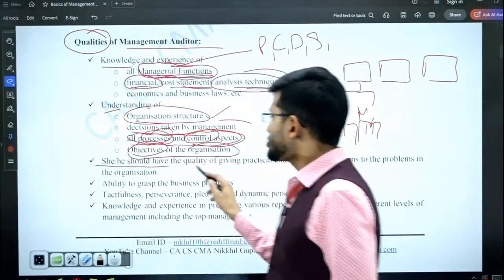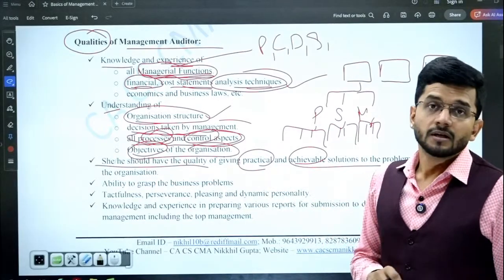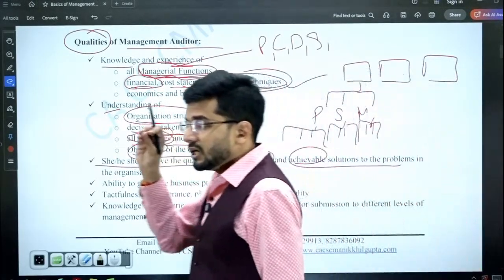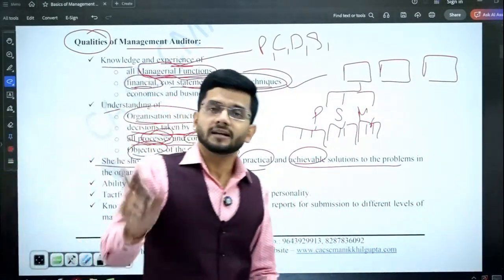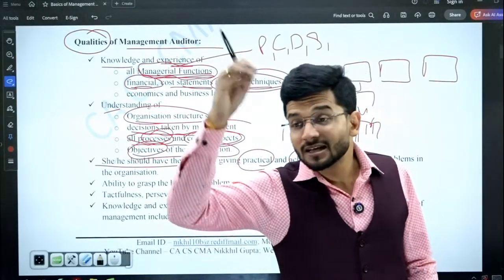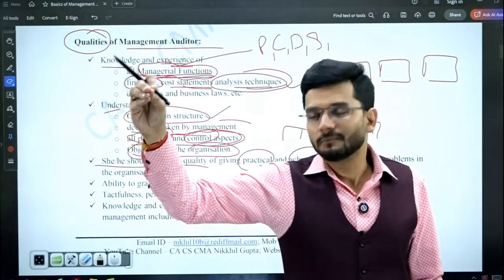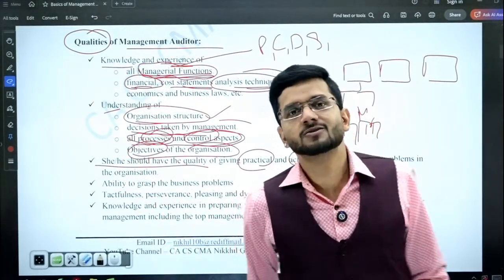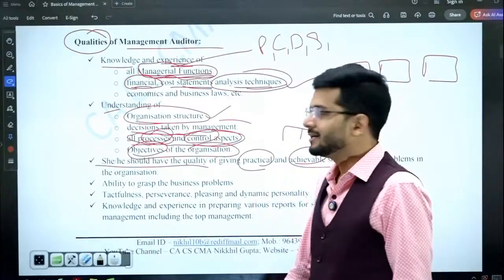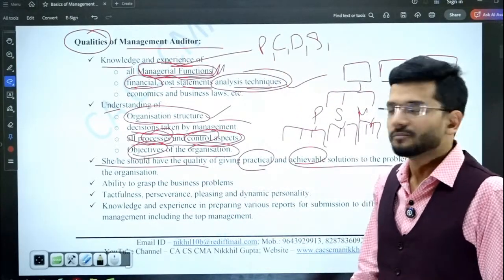Key objectives. He or she should have the quality of giving practical and achievable solutions to problems. You should be in a position to provide solutions, and practical solutions which are implementable, not hypothetical. And only a person who has been there, done that, who has held a managerial position in a particular company, can give you practical solutions to problems related to management. So it's really essential that you should have knowledge and experience of managerial functions.